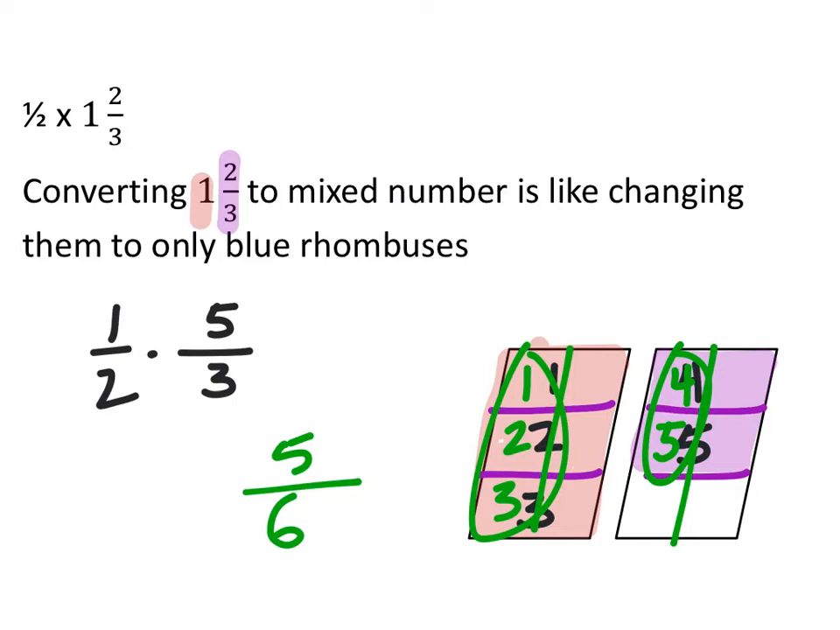Well, this is how you would do this with straight mathematics. 1/2 times 5/3. Again, we converted that 1 2/3 into an improper fraction. So multiply your two numerators. 1 times 5 is 5, and then the two denominators. 2 times 3, please don't say it's 5.